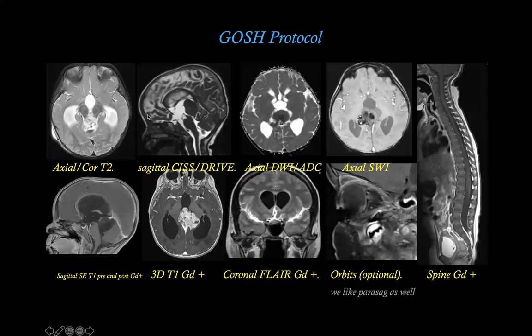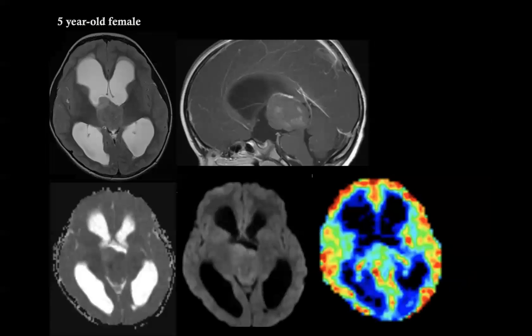This is our GOSH protocol. We use axial T2. Don't forget the CISS. Use diffusion and susceptibility. And remember post-contrast sequences, but also we do a coronal post-contrast FLAIR, because we found that the FLAIR post-contrast is very sensitive for small leptomeningeal disease. We use orbital sequences with the parasagittal as well, FATSAT post-contrast in case of a suspected retinoblastoma. And don't forget the spine, because most of these tumors metastasize. And then consider MRA in case of NF1, but also when the patient has craniopharyngioma treated with proton beam therapy.